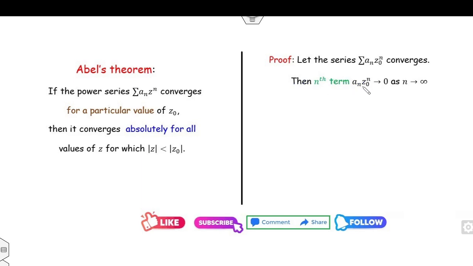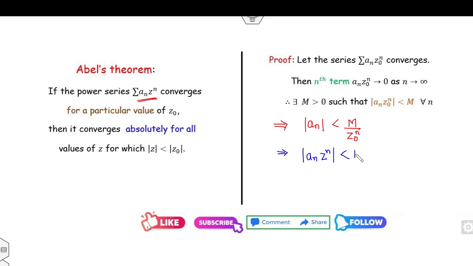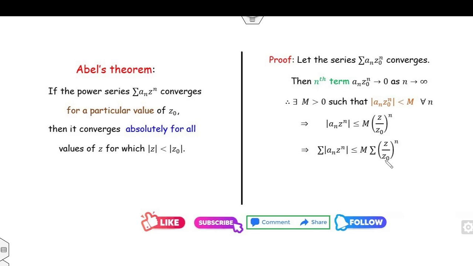Now, that means the nth term a_n z_0 raised to power n tends to 0, because this series is convergent at z naught. Then what is the meaning of this? We can say there exists a positive M so that it is bounded. So what does it mean? I can say this number will be less than M over z_0 raised to power n. I can multiply both sides by z raised to power n. So it will be M z raised to power n over z_0 raised to power n.